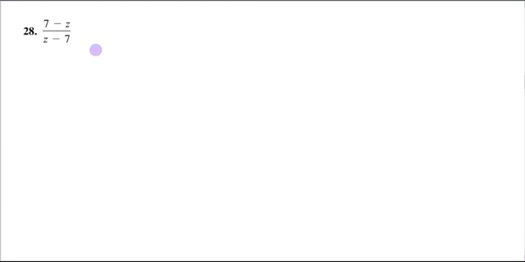Let's try this one. We're looking at the denominator again, and we know that the denominator equaling 0 would make that expression undefined. So we can figure out what it is that makes it undefined. And apparently when z is 7, it makes this expression undefined. What makes the expression undefined? When the denominator is 0. So z equals 7 makes the expression undefined.